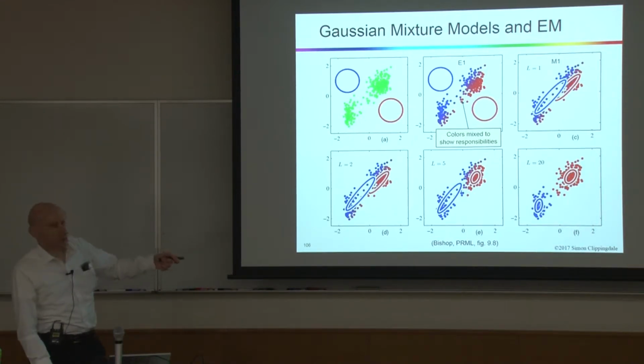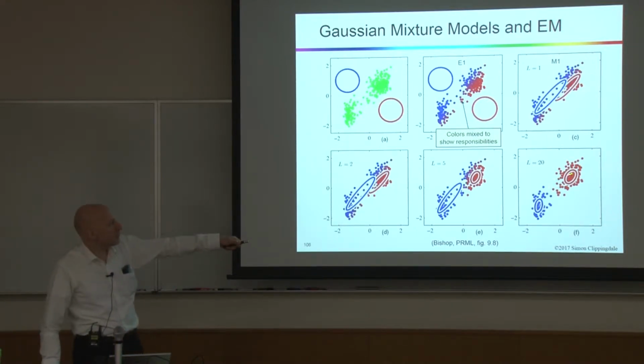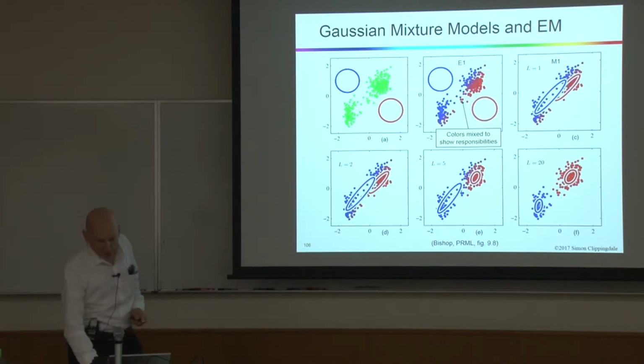And then here are some subsequent steps: 2 iterations, 5 iterations, 20 iterations. By the time we've got to 20 iterations, this has pretty much converged, and you've got one Gaussian here representing this class and another Gaussian here representing this class. Okay.